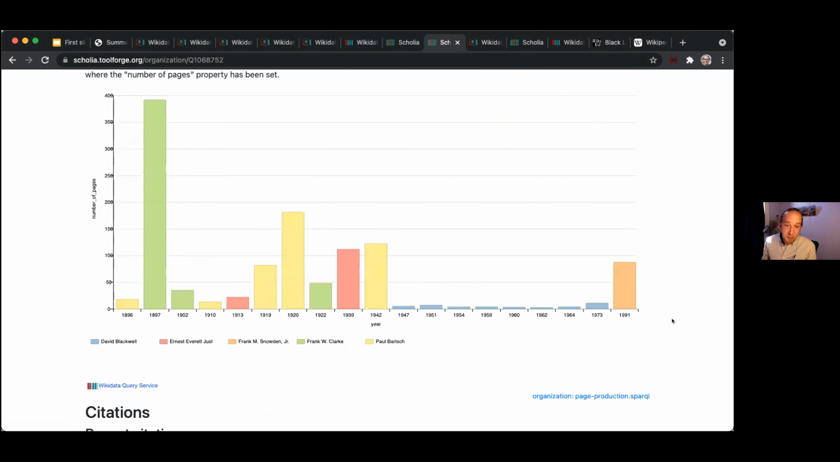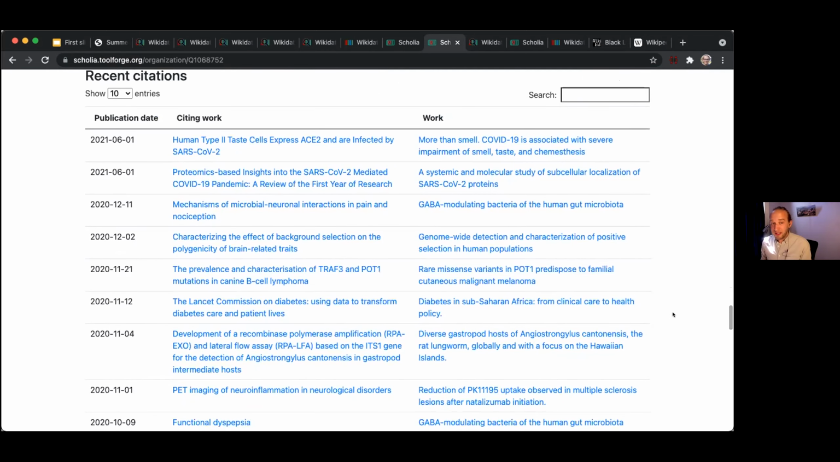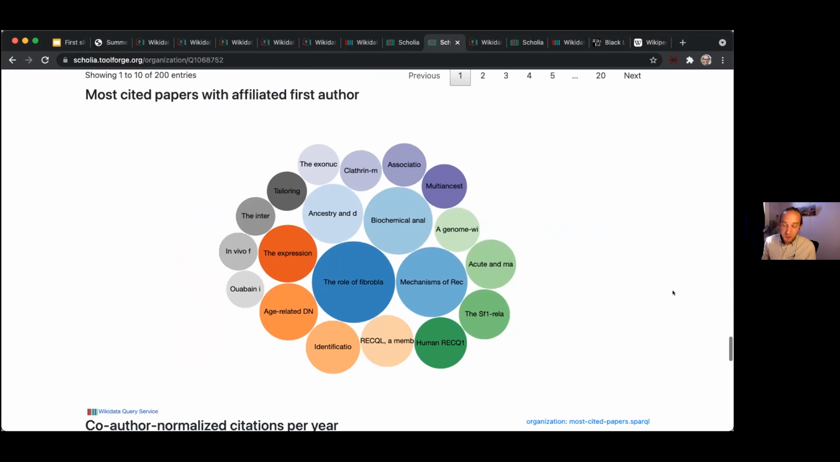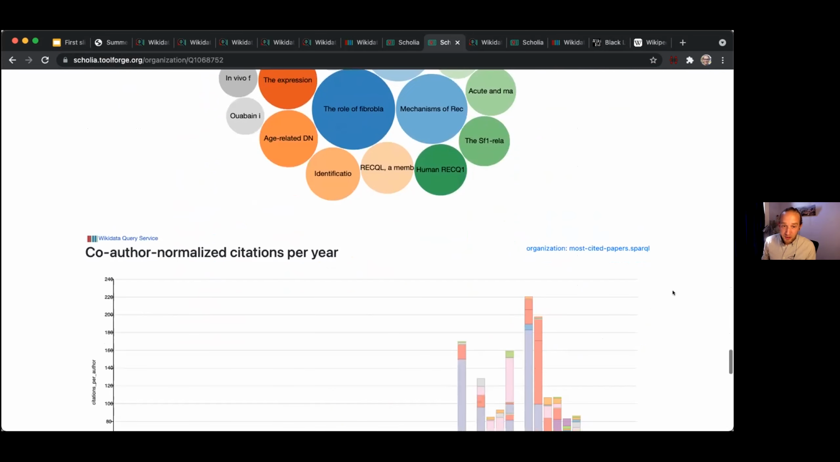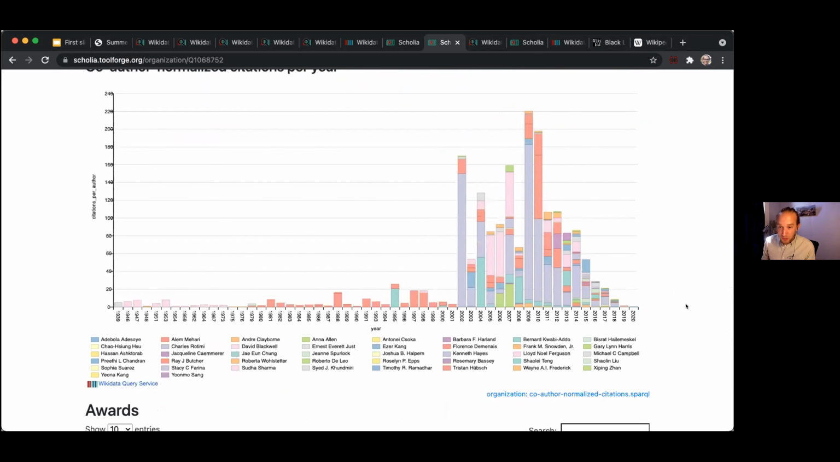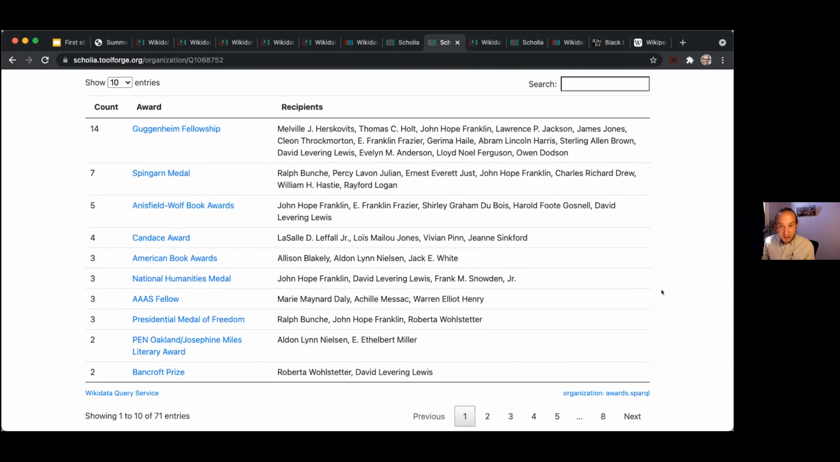In addition to that, page production over the years, what exists and what doesn't yet is still being filled out. And citations, so you can track citations over time and how work is developing in that way, kind of like impact scores. And then most cited papers with affiliated first author, scrolling down, co-author normalized citations per year. So you can see who's publishing and how frequently, awards that people have won for research.